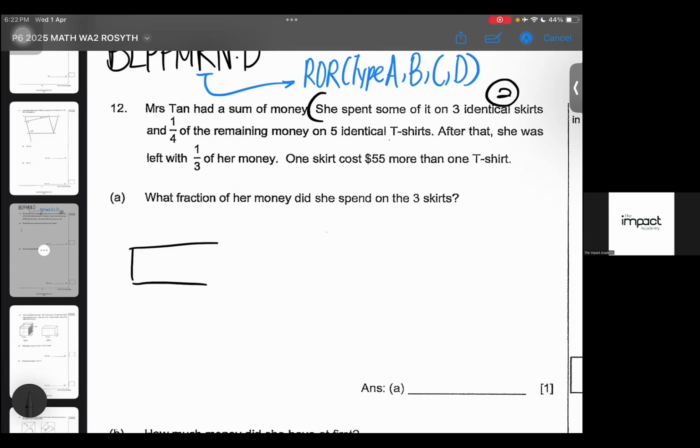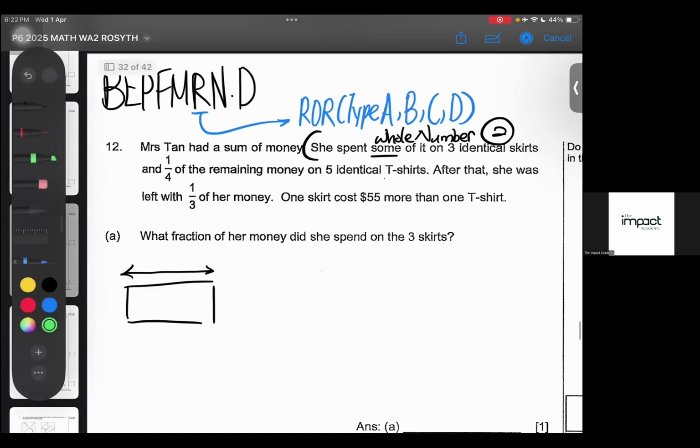So this is actually type C. Why? Because I don't know how much at first. Sum is like a whole number. This must be a whole number, right? We treat sum as a whole number in this situation. Is that okay? So this is definitely type C. Agree or disagree? This is 100% type C.